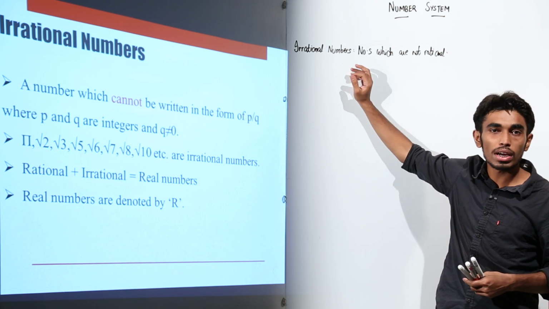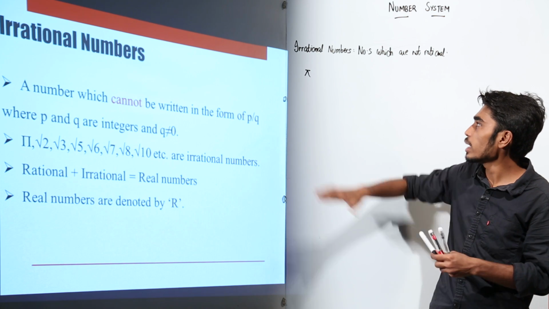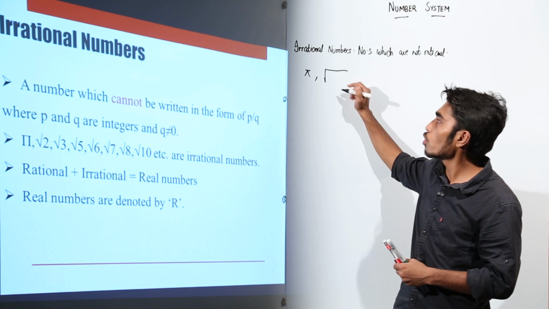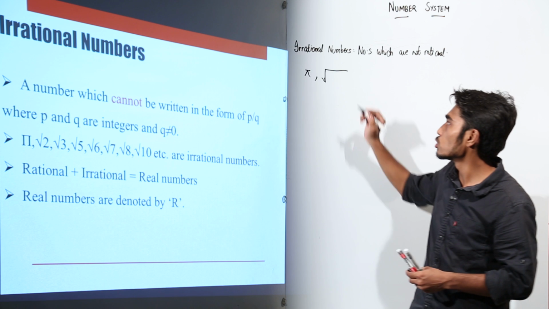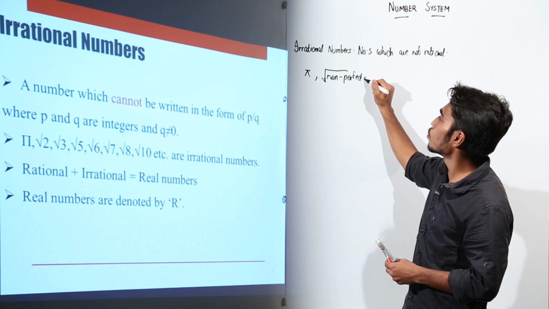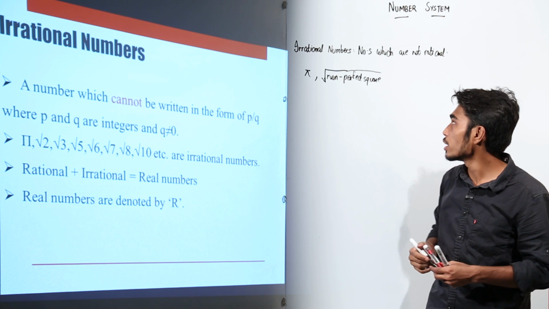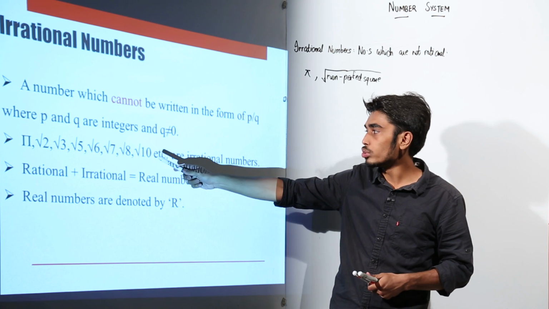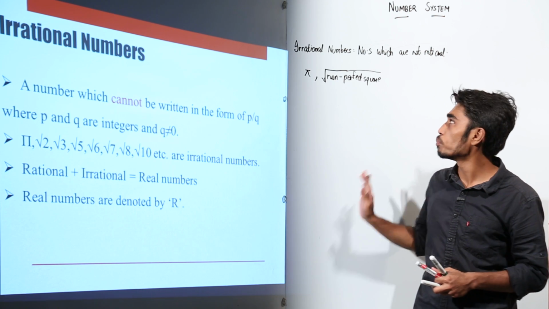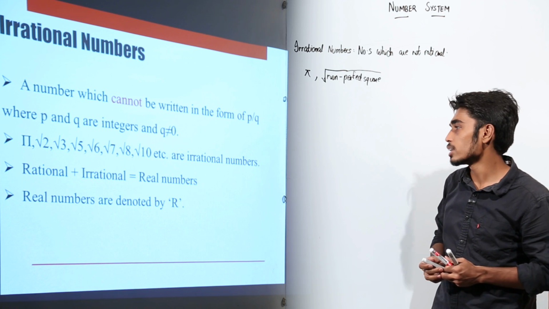So what are some examples of irrational numbers? The number we know, pi, is an irrational number, right? And the square root of any number which is not a perfect square. So I am going to write non-perfect square. Square root of a non-perfect square is an irrational number. You can see root 2, root 3, root 5, root 6, all these numbers 2, 3, 5, 6, you can see they are not perfect squares. So the square root of a non-perfect square will always be an irrational number, right?